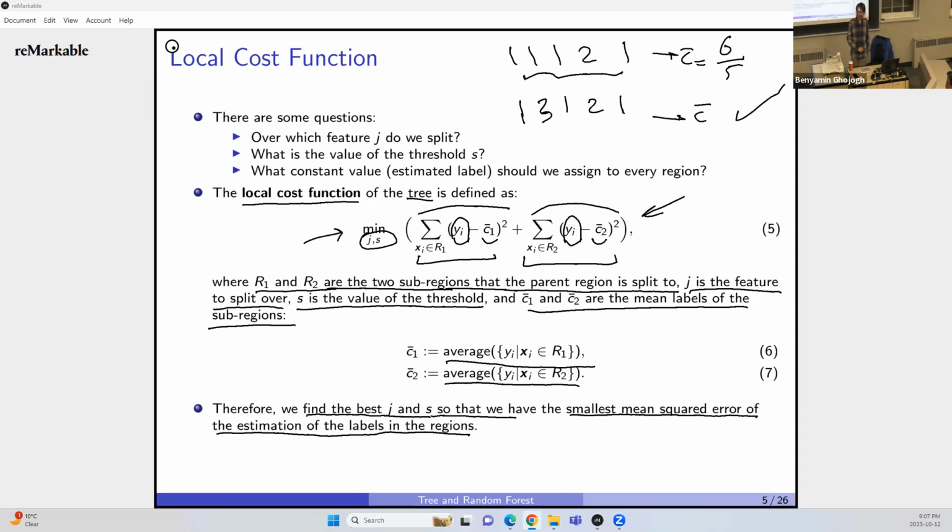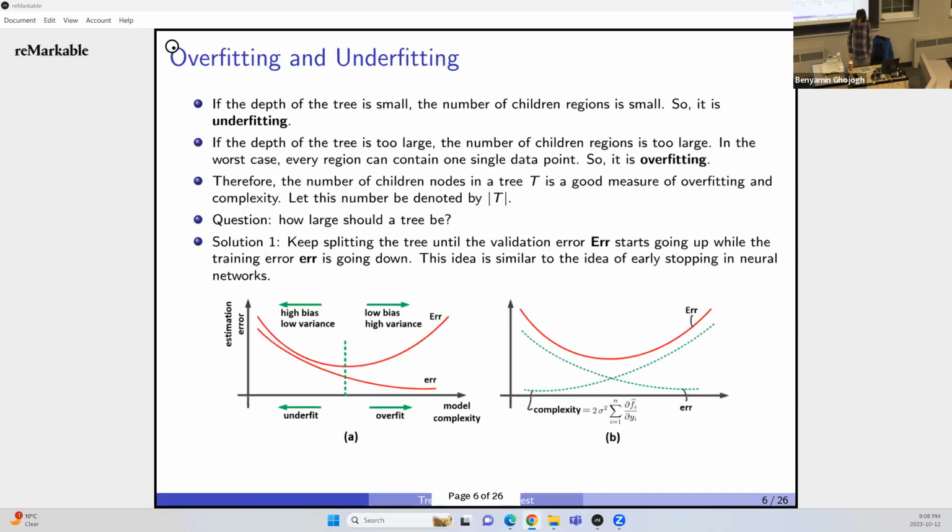And I think it makes sense now to you. Why am I minimizing this? Because I want to find the feature and the threshold in a way that my partitions become very pure in terms of labels. Okay, if a region has pure labels in it, the mean squared error of that region becomes 0, right? What do I mean by pure? I mean the labels of all of the points in that region are equal to each other. Okay. So this optimization problem makes sense.